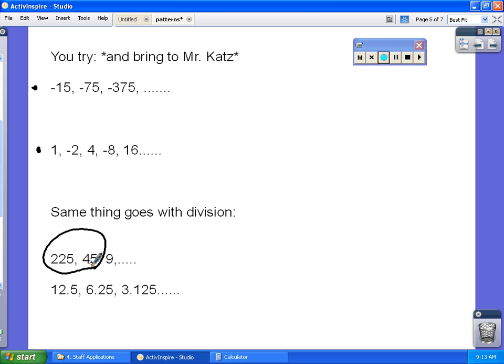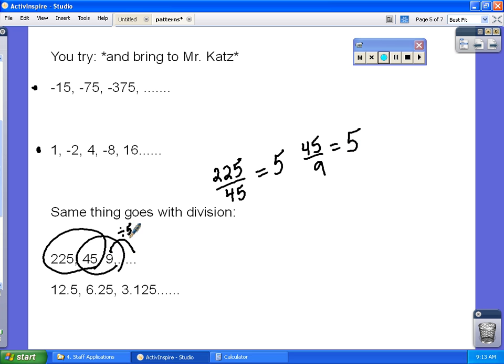So I'm going to take the bigger number and divide the smaller number. 225 divided by 45. And then I'm going to do 45 divided by 9. And each time you will get an answer of 5, which means that it's not multiplication, it's division here. You're dividing 225 by 5 and by 5. So you're just going to keep dividing by 5 to get the next terms.